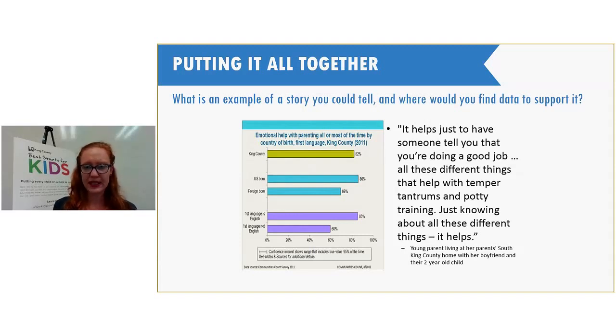parents from those communities. And then here we also have a quote: "It helps just to have someone tell you that you're doing a good job. All these different things that help with temper tantrums and potty training, just knowing about all these things, it helps." This quote's attributed to a young parent living with her family in South King County with her boyfriend and their 2-year-old. So this is a great tool to think about using these stories or quotes or images to illuminate the numbers that you might put in your proposal, because they can really help bring that emotional impact home to reviewers.